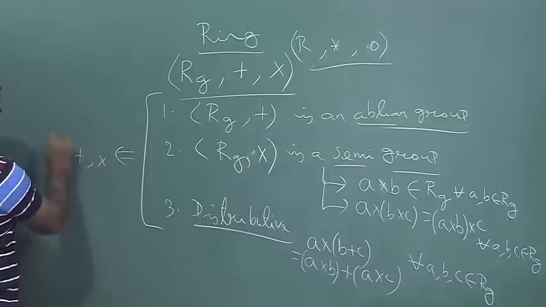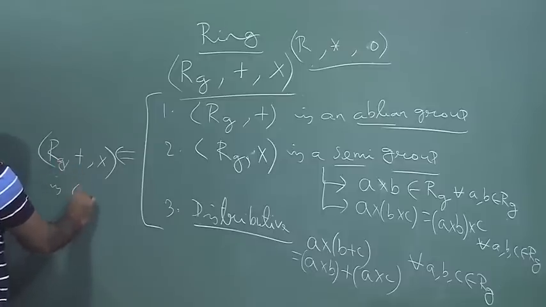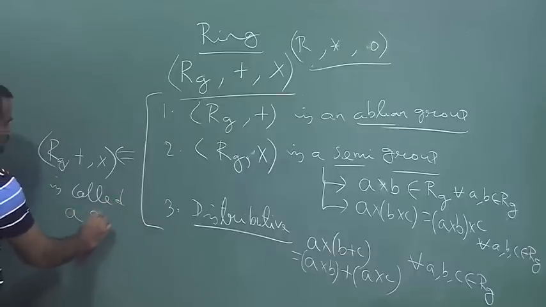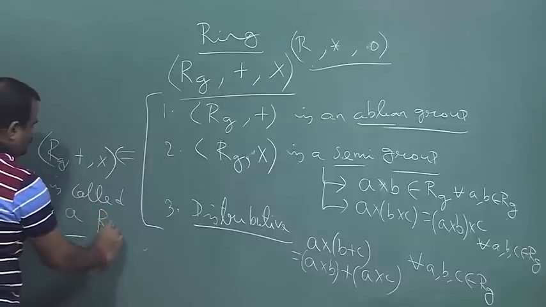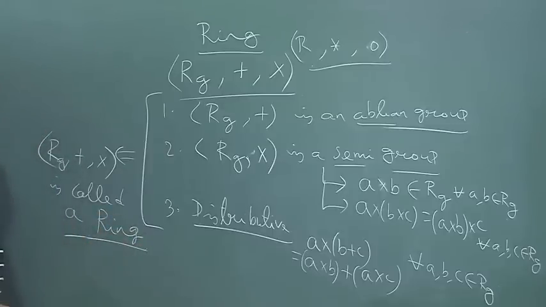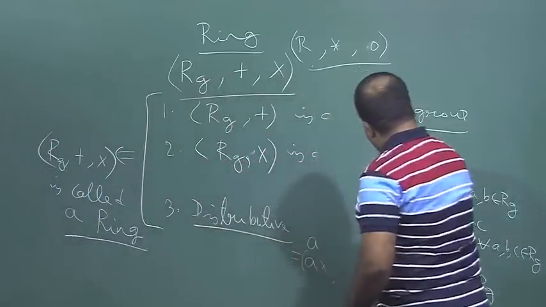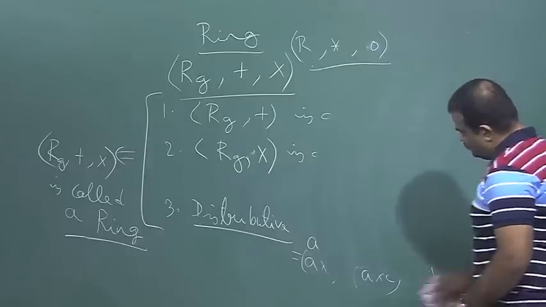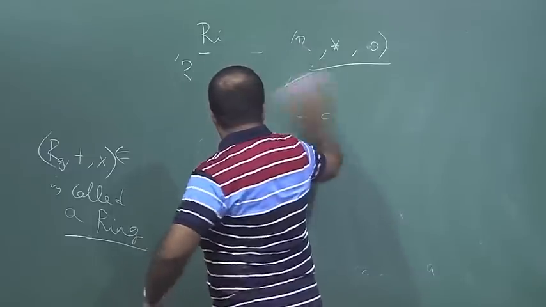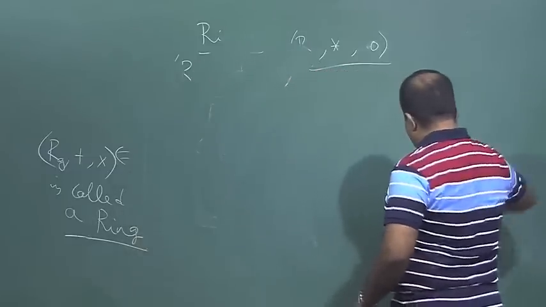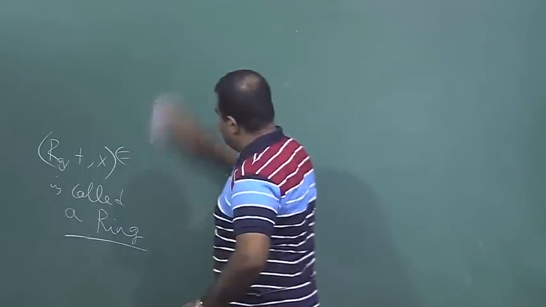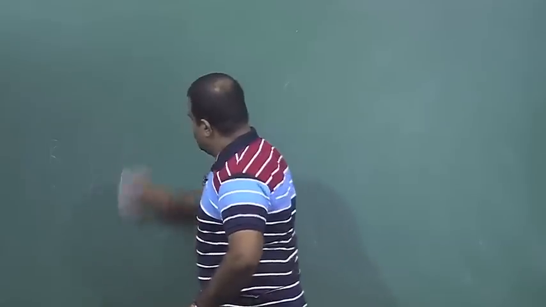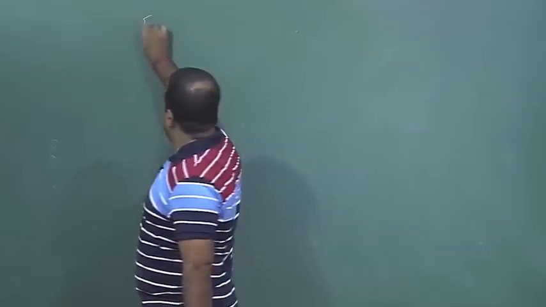R along with plus and cross is called a ring, this algebraic structure. Okay, so we can take some example of ring.